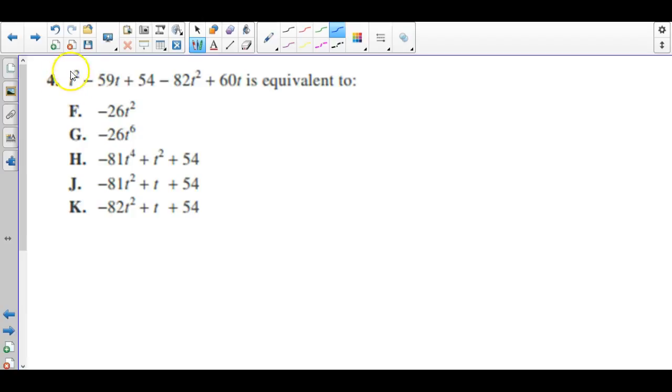With this one, I'm just simplifying by combining like terms. So I'm going to take a look at my squareds here, the t squareds. I have a positive 1 minus 82, so that's negative 81 t squared. That automatically makes it one of these bottom two choices. And then when you combine your t's, I have negative 59 plus the 160. And then I've got my 54. So this is going to end up being J.